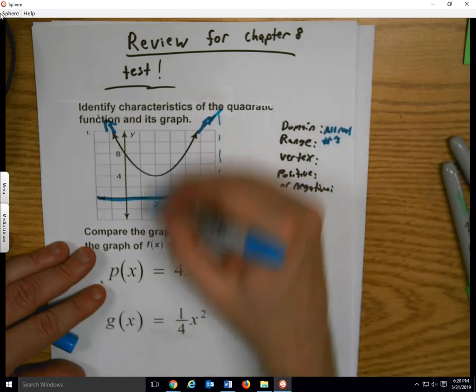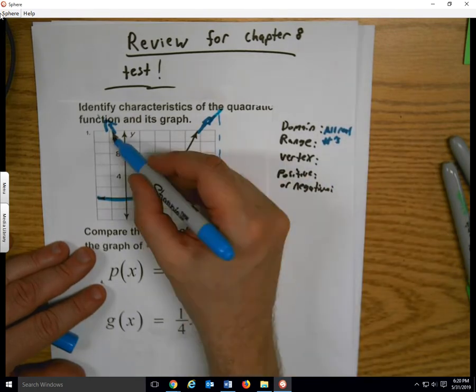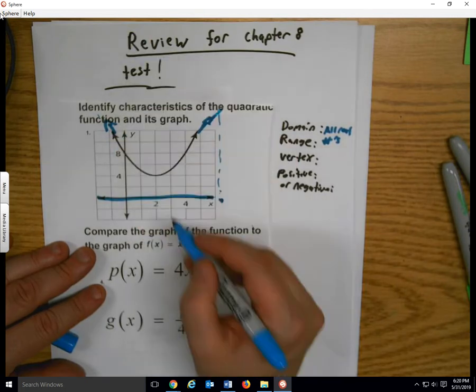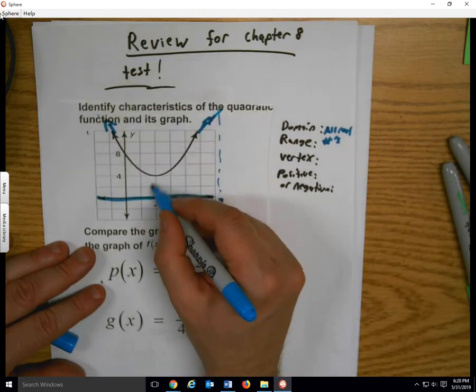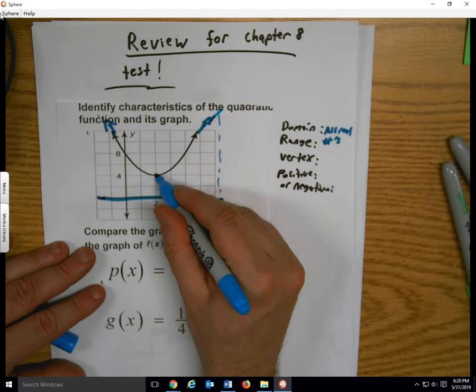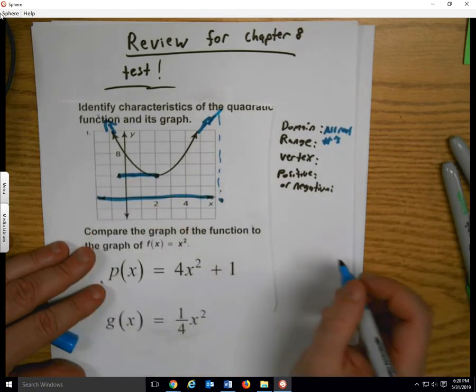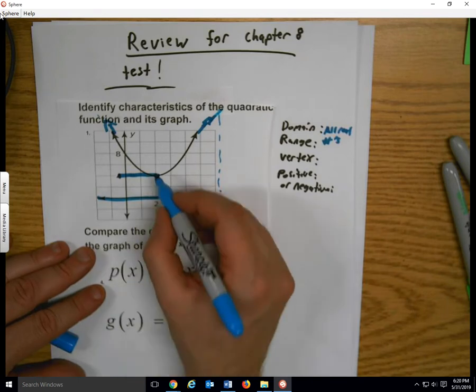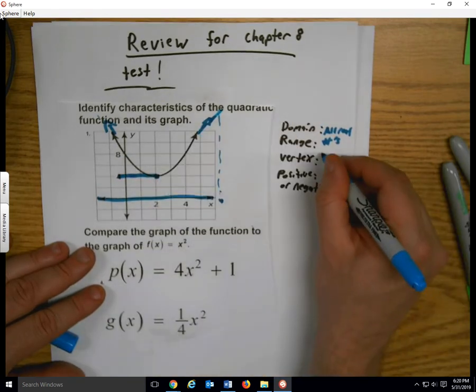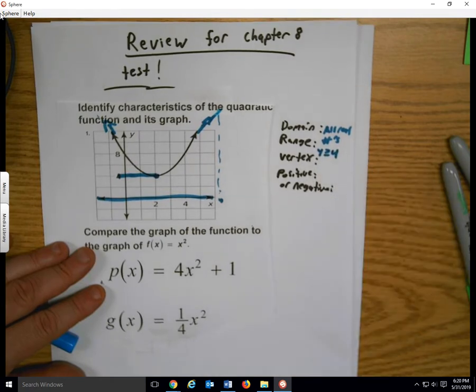What's the range? The range is the y value, the up and down. Now, it's pointing up, so it goes up forever. Notice that it's not pointing down. It doesn't go down forever. It starts at the 4, the y equaling 4. So it's 4, but it's also going up, so it's greater than 4. The range would be that y is greater than or equal to positive 4.